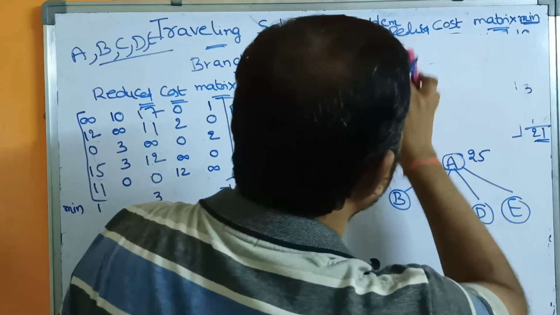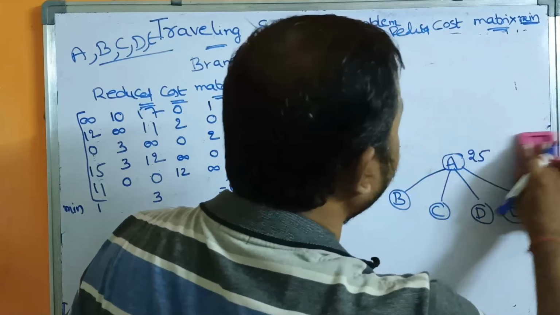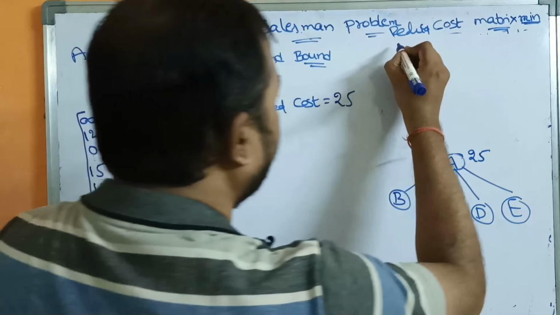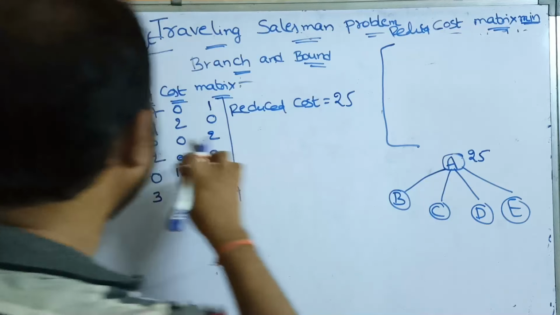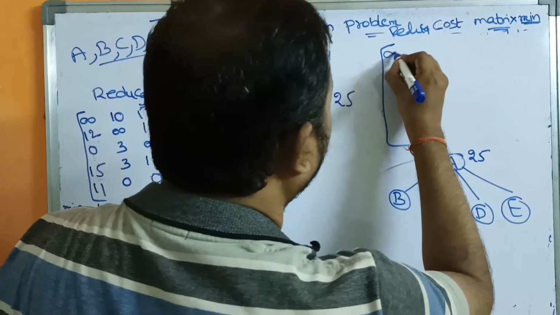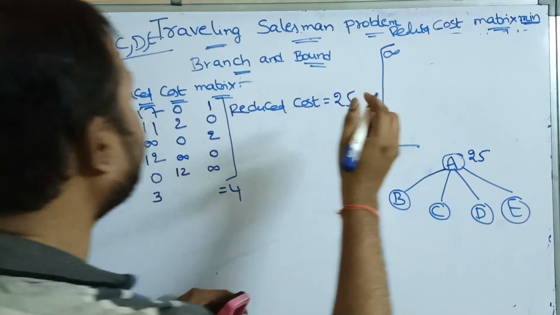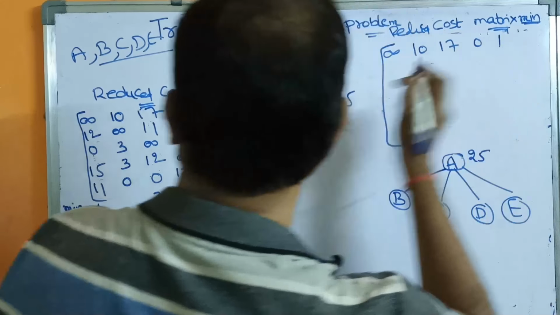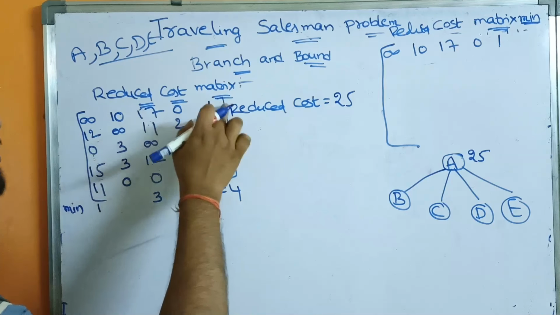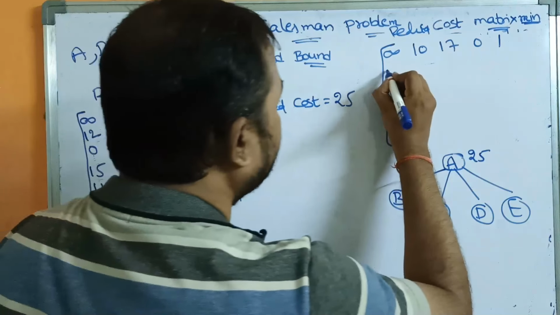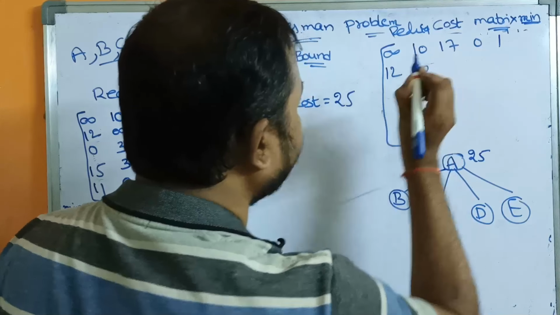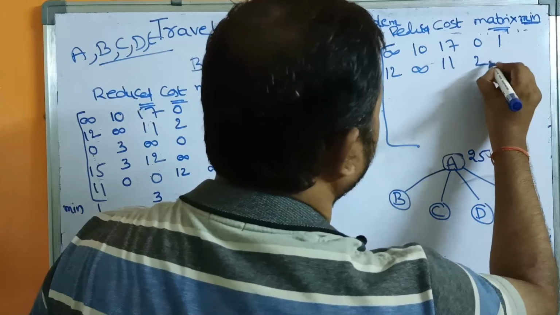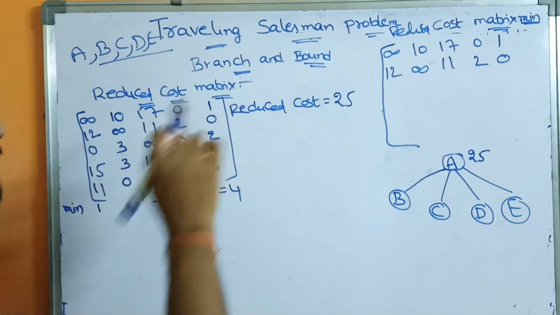So what is the reduced cost matrix? Totally here 5 rows and 5 columns are there. So let us note that down. What is the first row? First row: infinity, 10, 17, 0, 1. Second row: 12, infinity, 11, 2, 0.